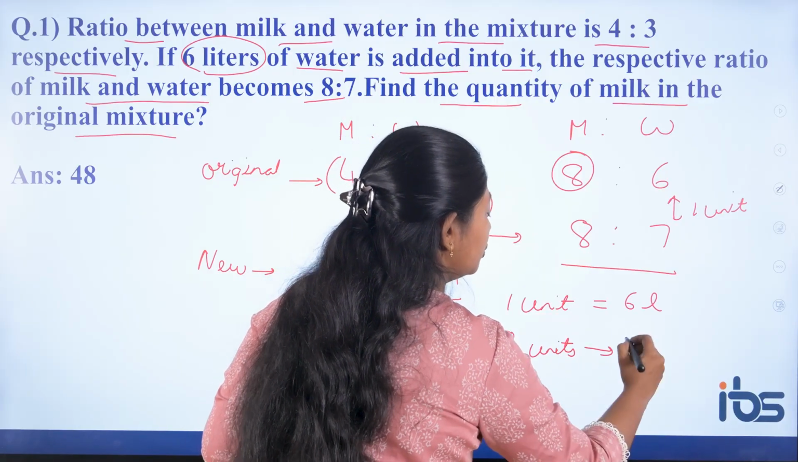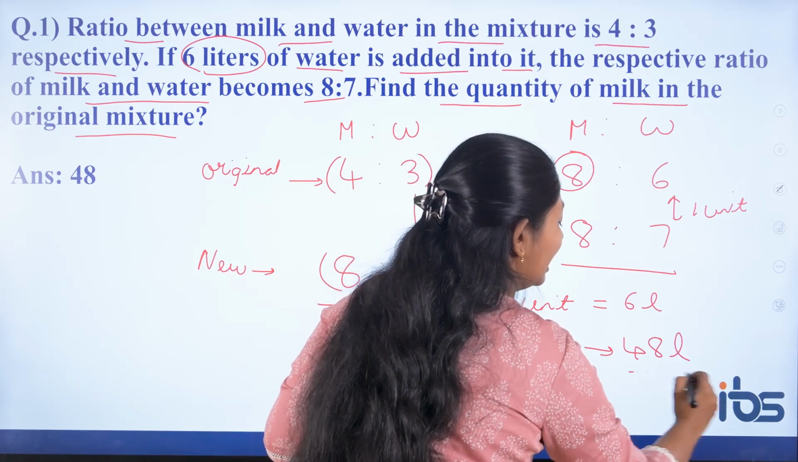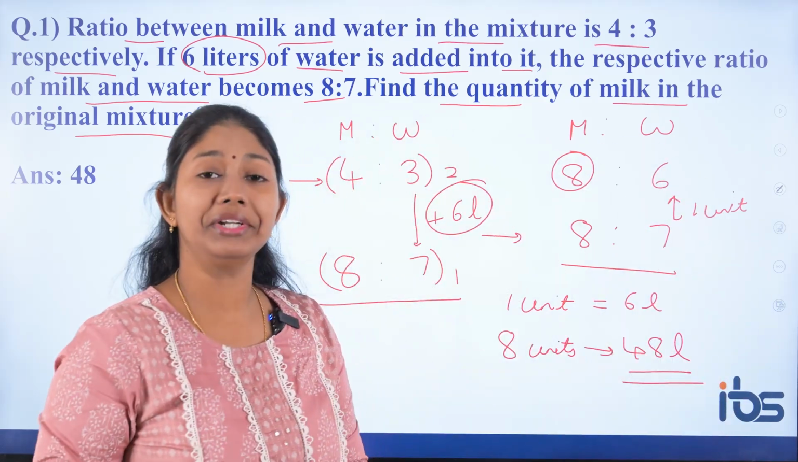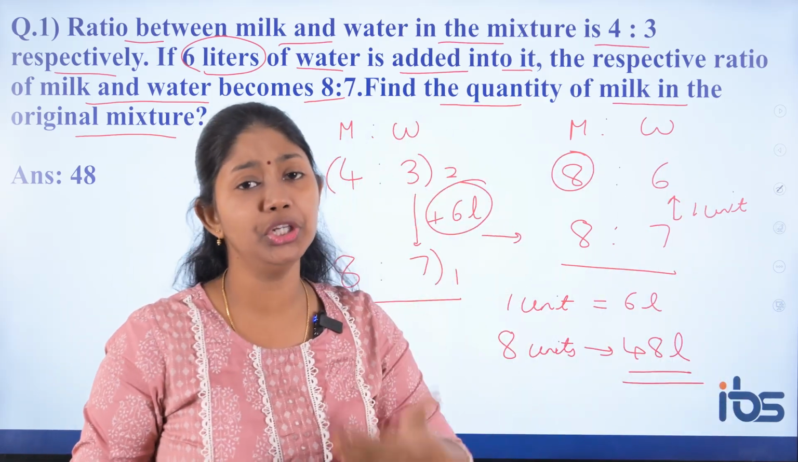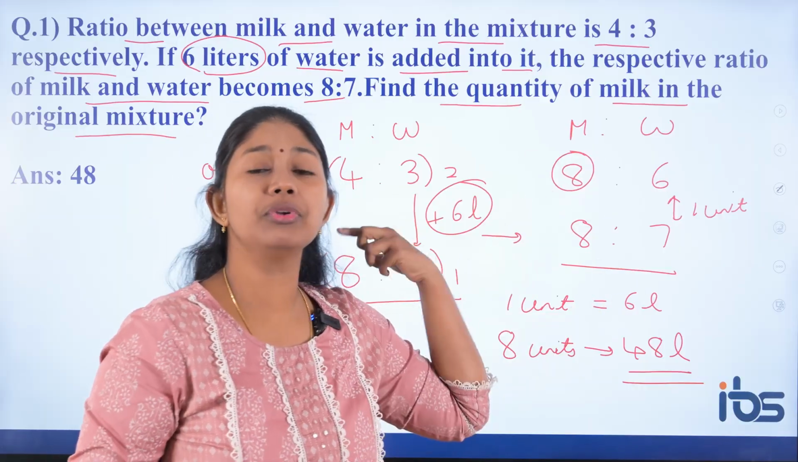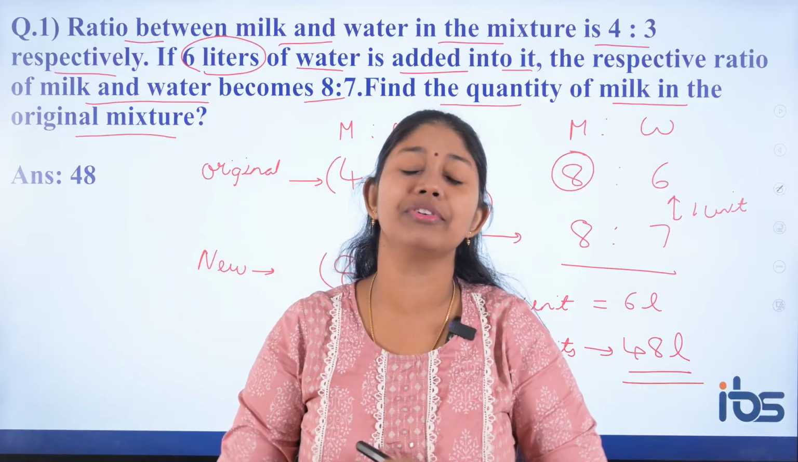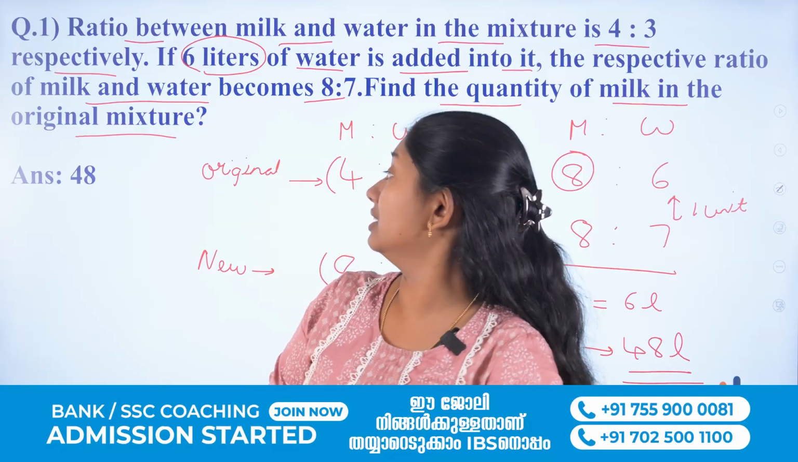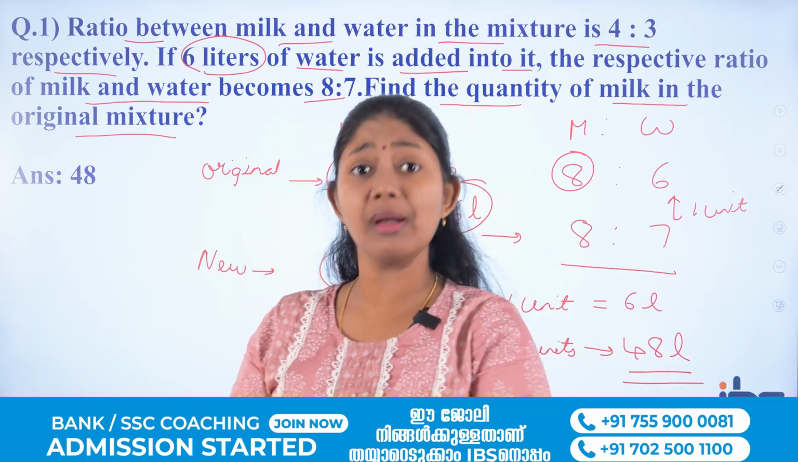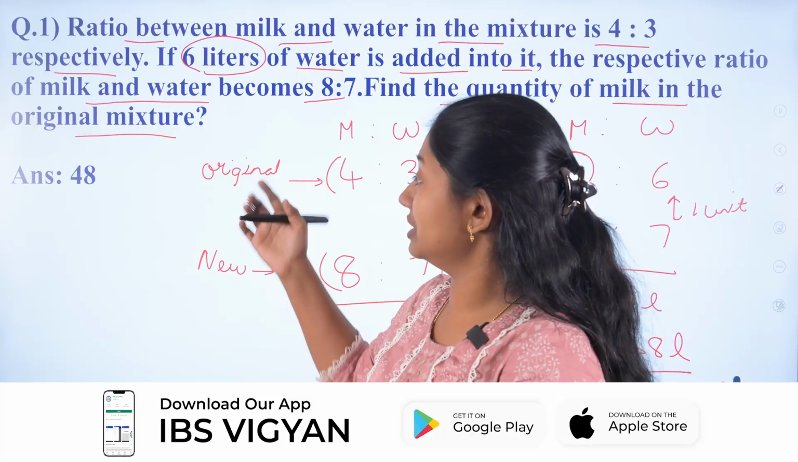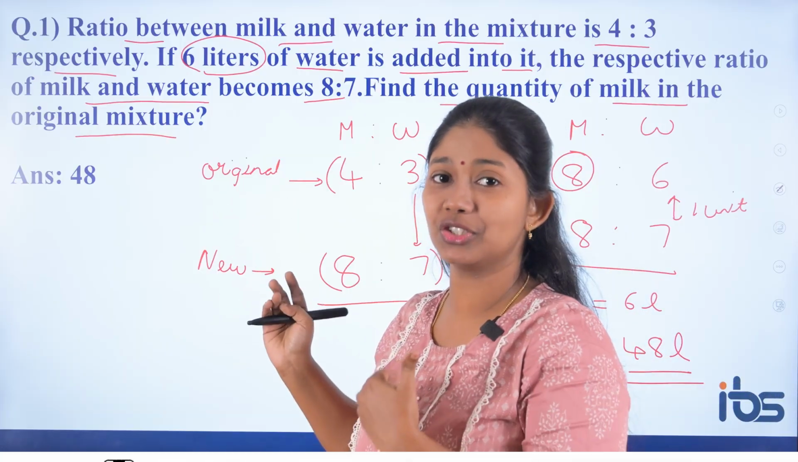So we know 1 unit value. So what is 8 units? 8 into 6, 48 liters will be your quantity of milk in the original and new. Both are the same. So, using the concept of balancing of ratio, we have solved this question, and this question was asked in some prelims examination. So, this is one kind of concept related to mixture.